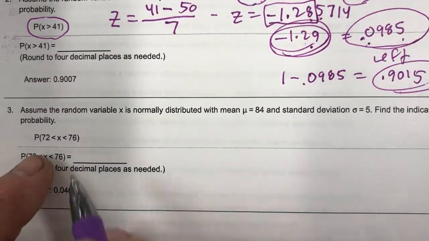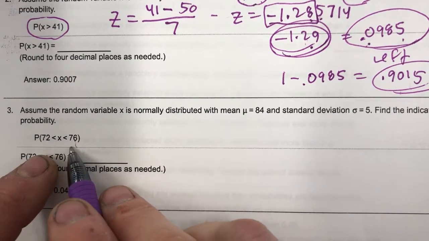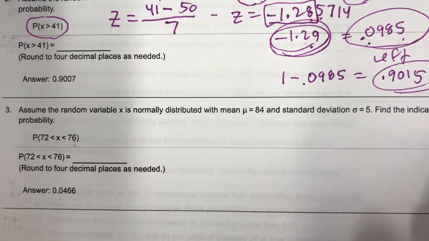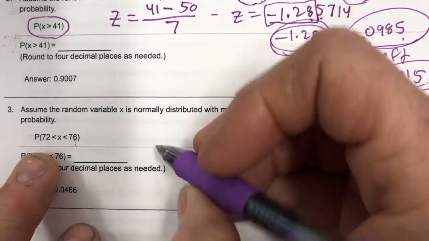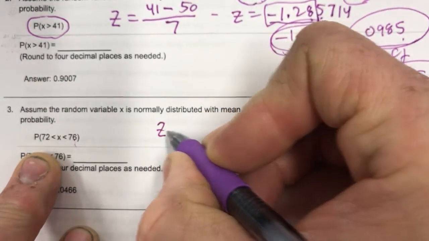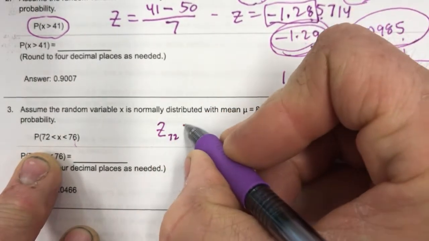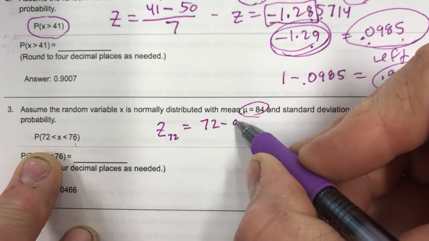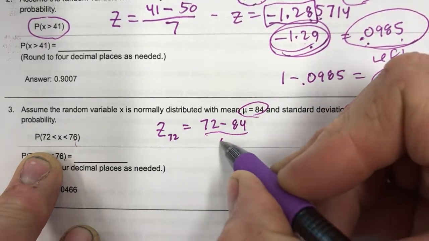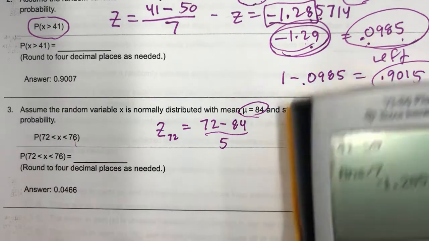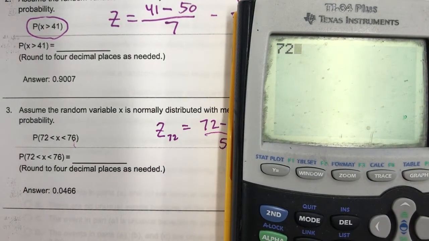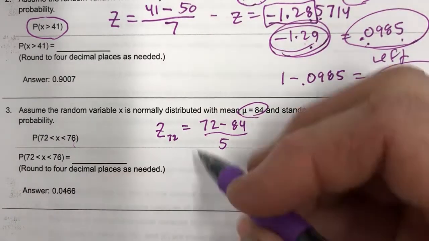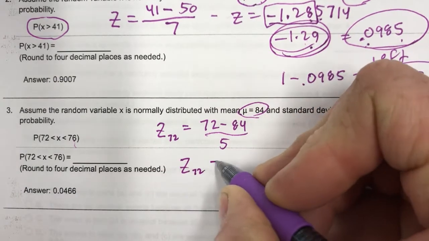Okay, now this one, all right, here it says between 72 and 76. So what I'm going to do is I'm going to find these z-scores, I'll find the probabilities, and then I'll subtract the two. Okay, so let's find the z-score of 72. So the z-score, I'm going to put 72 here. Okay, so it's going to be 72 minus, oh, we didn't read it, here's my mean right there, 84, and there's my standard deviation, 5. Okay, so 72 minus 84 equals, divide by 5. All right, it's negative 2.4. So the z-score of 72 is negative 2.4.